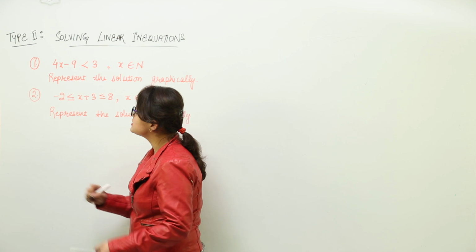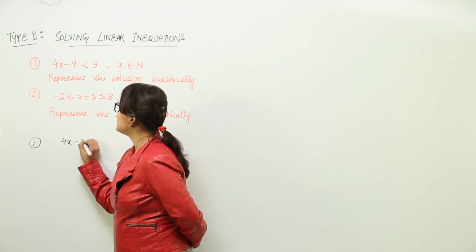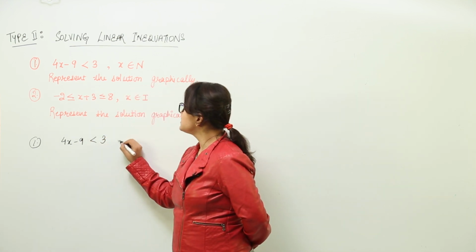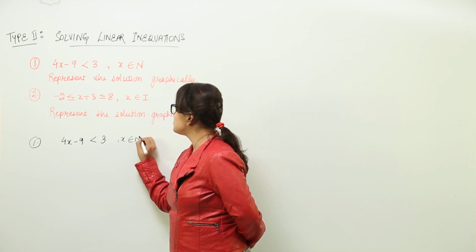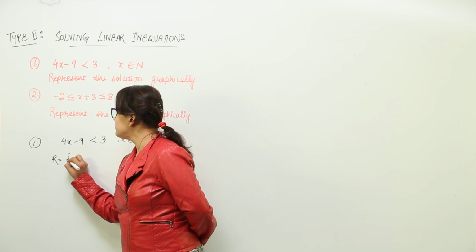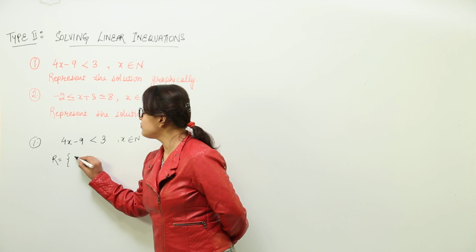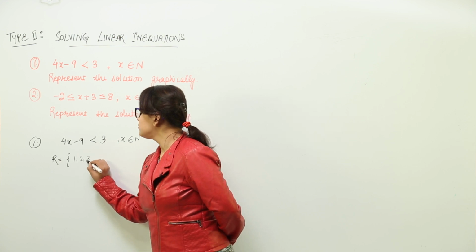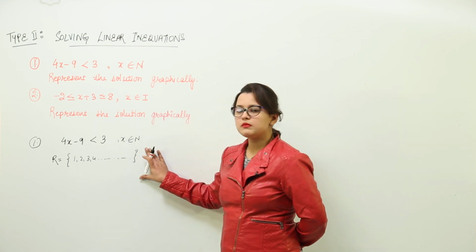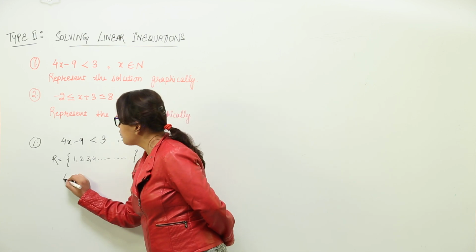The first question says the inequation is 4x minus 9 less than 3, where x belongs to natural numbers. So that means the replacement set has all the values of natural numbers, starting from 1, 2, 3, 4 and so on up to infinity. So this is my replacement set done. Next, let us solve this inequation now.